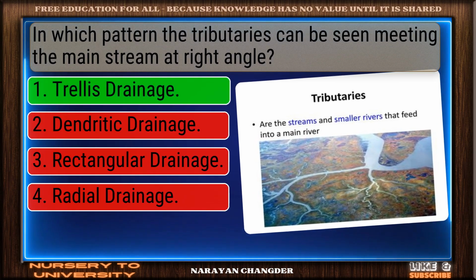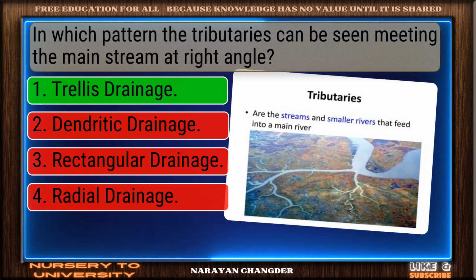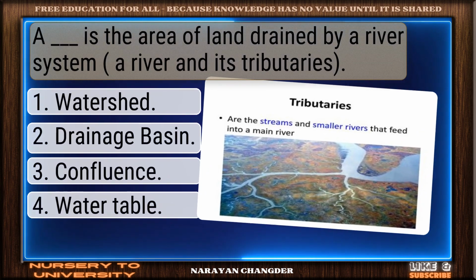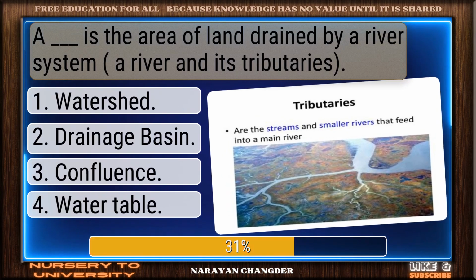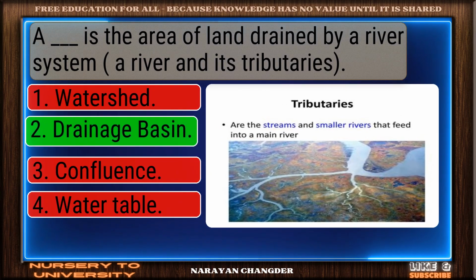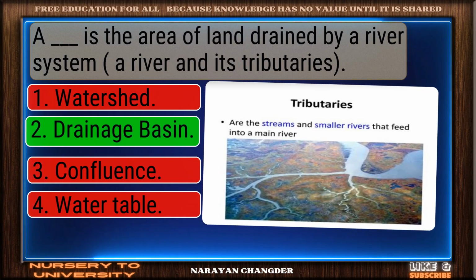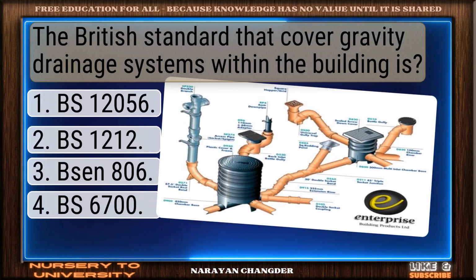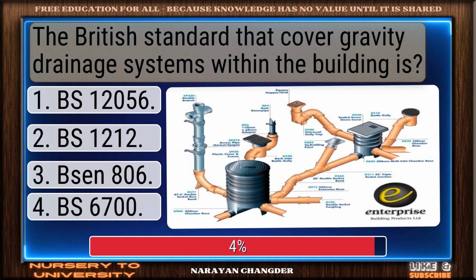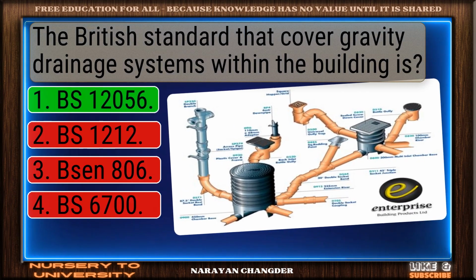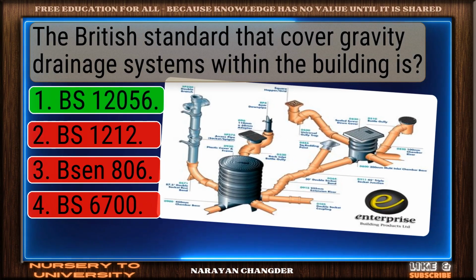Right choice. Trellis drainage is the best answer. A dash is the area of land drained by a river system. Well picked. Drainage basin is the correct answer. The British standard that covers gravity drainage systems within the building is. Sharp thinking. BS 12056 is the right choice.